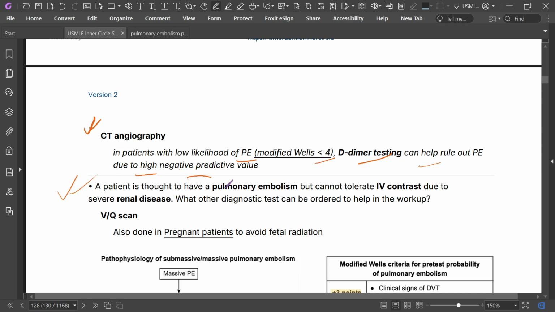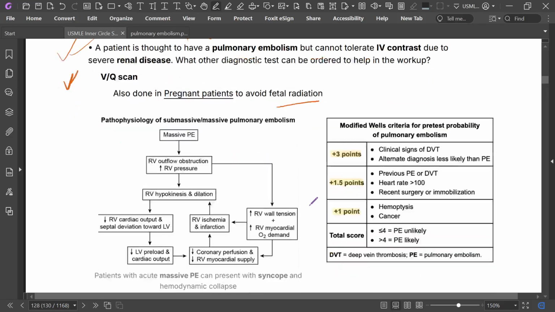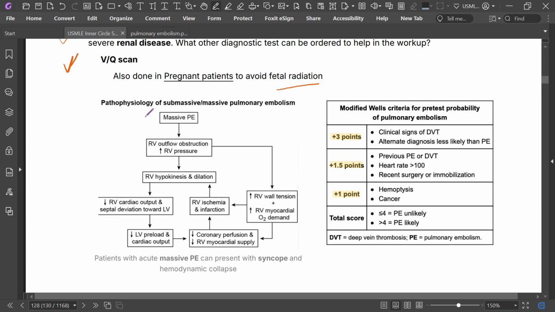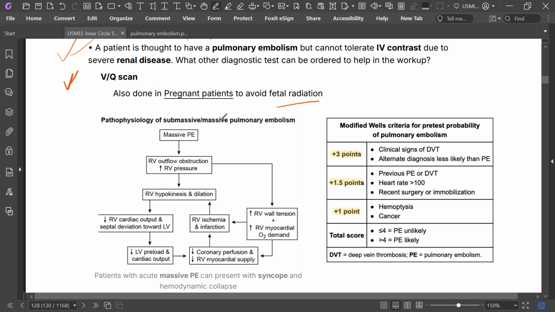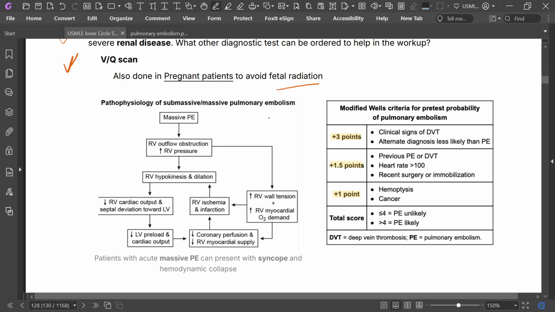A patient is thought to have pulmonary embolism but cannot tolerate IV contrast due to severe renal disease. So thinking about pulmonary embolism, but he cannot tolerate IV contrast because of renal dysfunction, go for VQ scan. It is also done in a pregnant patient to avoid fetal radiation. In a pregnant person, we cannot do contrast CT. So the VQ scan is also done in a pregnant patient to avoid fetal radiation.